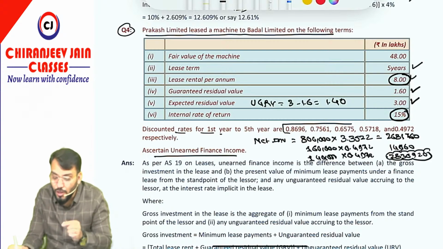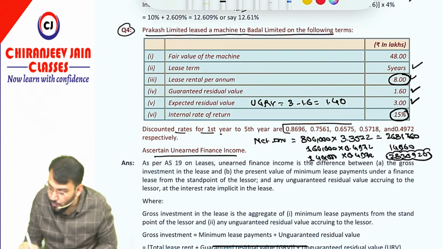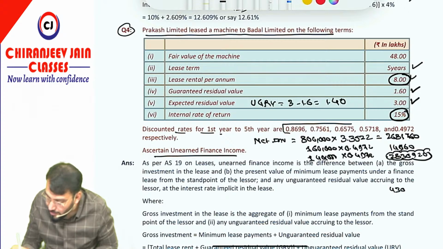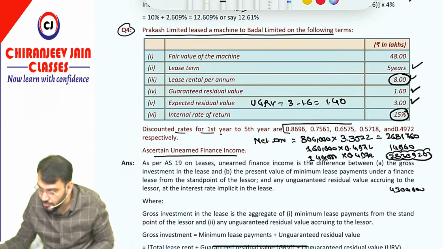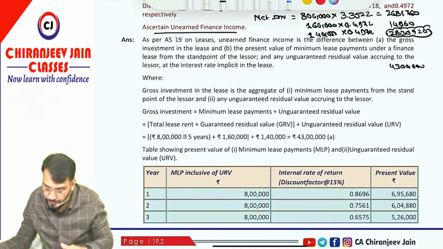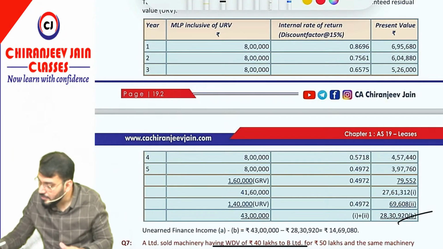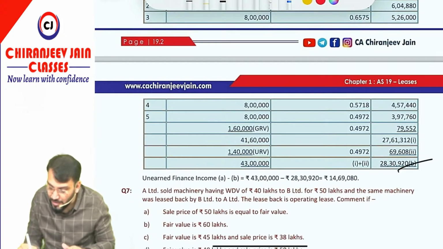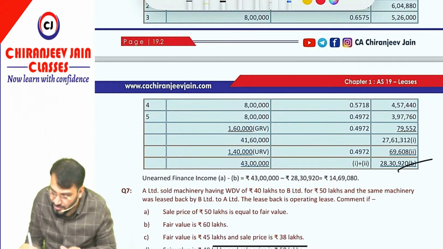So 28 lakh 30,920 is the net investment. Gross investment you can find out. Gross investment is what? 8 lakh into 5, that is 40 lakh. 40 lakh plus 3, so 43 lakh is your gross investment. So this minus this, how much? 28 lakh 30,000. 30 or 36? Exactly we have calculated. Check karo, 28 lakh 30,920. So difference coming 11 lakh. देखो what I've done. The 43 lakh minus 28 lakh 30,920 is coming 14 lakh 69,080.